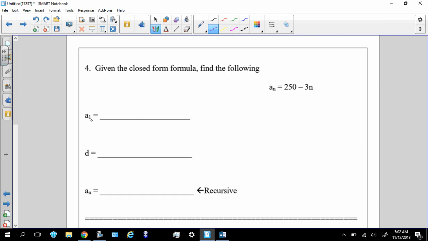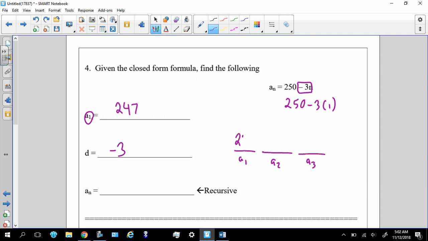If you're looking for your first term, take 1 and plug it in for n there. So it will be 250 minus 3 times 1, which gives you 247. Your common difference, notice what you're doing. You are subtracting 3. So that will be negative 3. Now, if you need to see the sequence off to the side, this is A1, this is A2, this is A3. Your first term is 247.